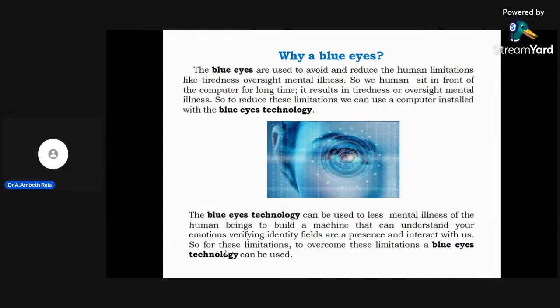Why Blue Eyes? Blue Eyes is used to avoid and reduce human limitations like tiredness, oversight, and mental illness. We humans sit in front of the computer for a long time, which results in tiredness, oversight, and mental illness. To reduce these limitations, we can use a computer installed with Blue Eyes Technology. It can be used to reduce mental illness in human beings, to build a machine that can understand your emotions, identify feelings or presence, and interact with us. So to overcome these limitations, Blue Eyes Technology can be used.